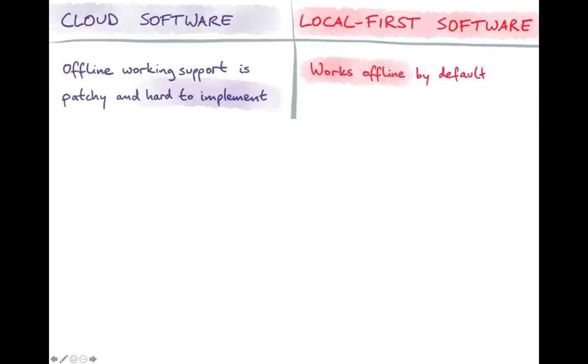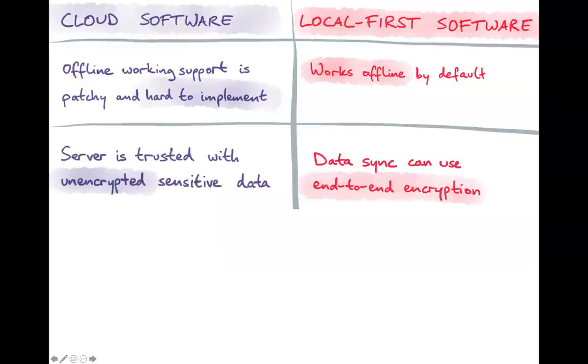Offline support is really fiddly and tricky to implement in traditional cloud software because it's just not built around client-side state, really. It treats client-side state as a cache and optimization, not as a form of data storage, whereas local first software simply works by default. If you're offline, there's simply no problem there, because it's designed that way in the first place.